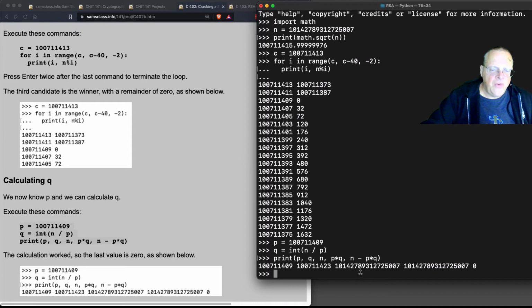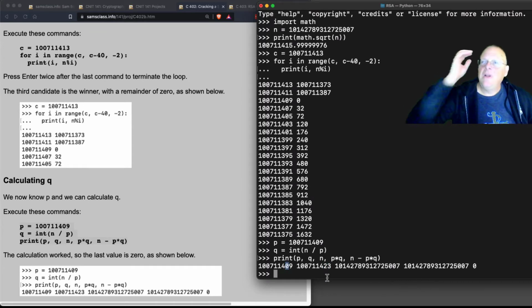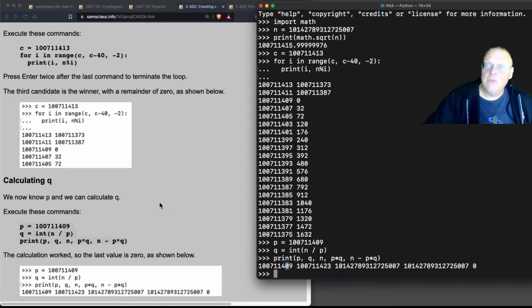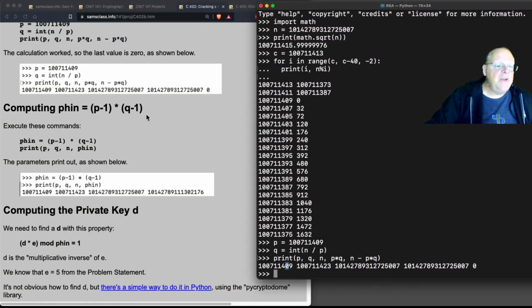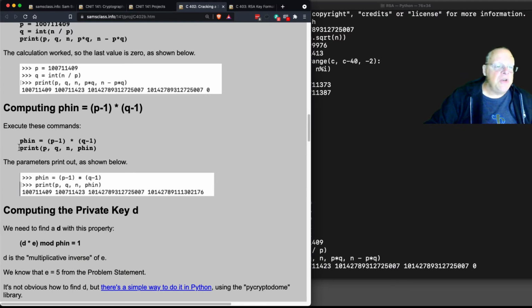Here's n, and here's the p and q: 100,711,409 and 100,711,423. They're only apart by like 14 here. And so in that case, it's not secure at all because it's too easy to find p and q. All right. Anyway, so now I've found p and q. So now I can find the decryption key. So phi of n is p minus 1 times q minus 1.